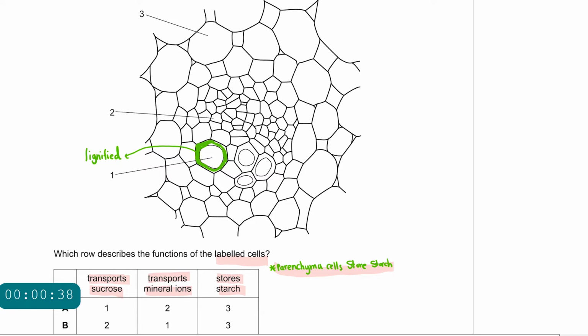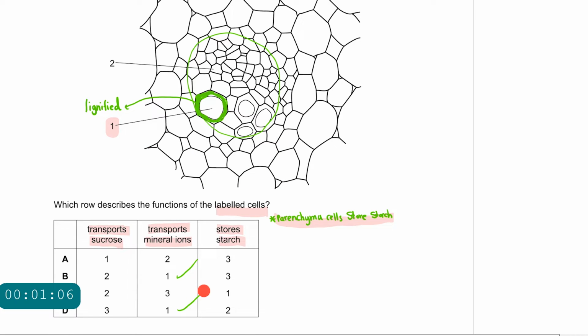So let's see what labels we have here. For label 1, it's definitely going to be the xylem vessel elements. Number 1, why would you ask? Because it has a lignified cell wall, and definitely if it has a lignified cell wall, then it's a xylem. Second of all, it's actually larger than the rest of the cells in that same region, so it clearly shows that it's a xylem. So 1 here is correct.